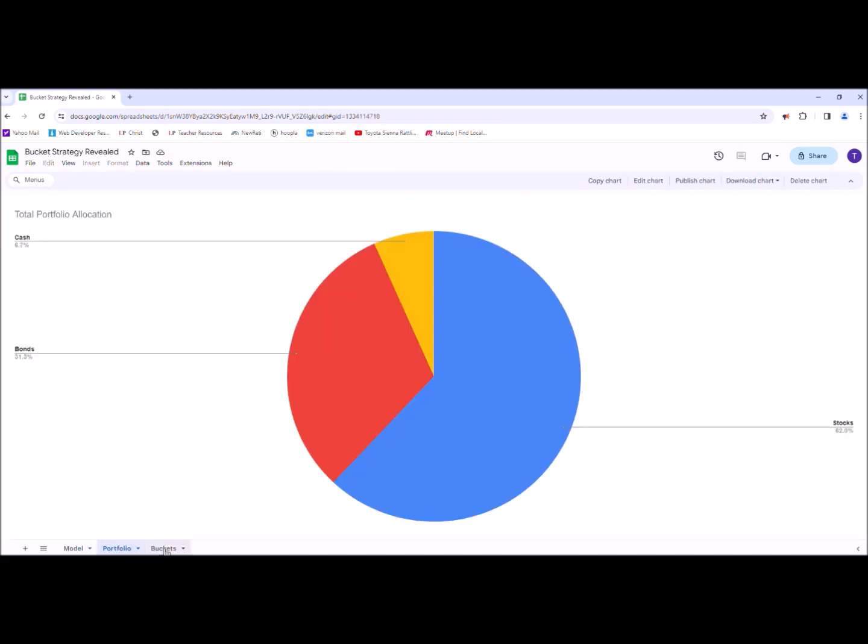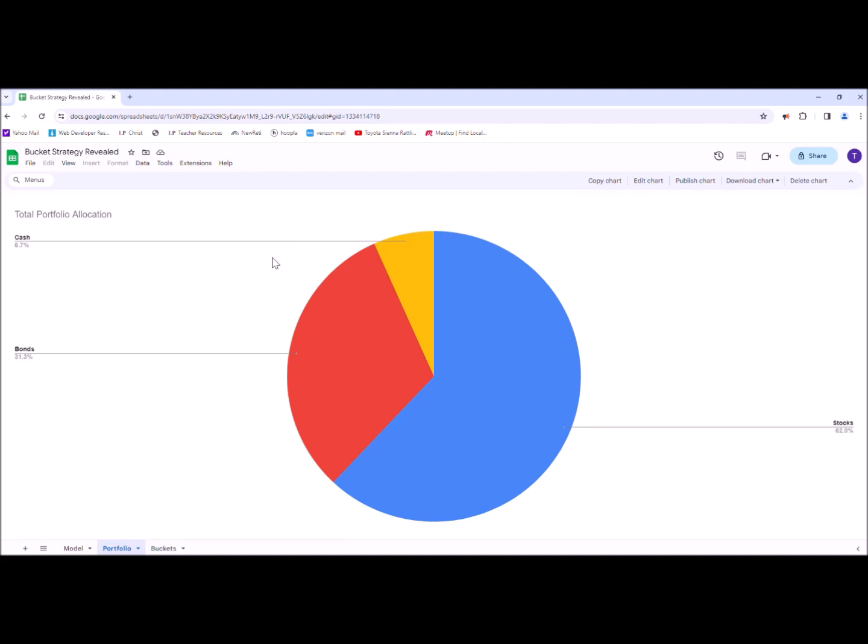So it looks like this. And what we see here is that we have 62% stocks across the whole portfolio, 31% bonds across the whole portfolio, and almost 7% in cash, $40,000 in the portfolio.